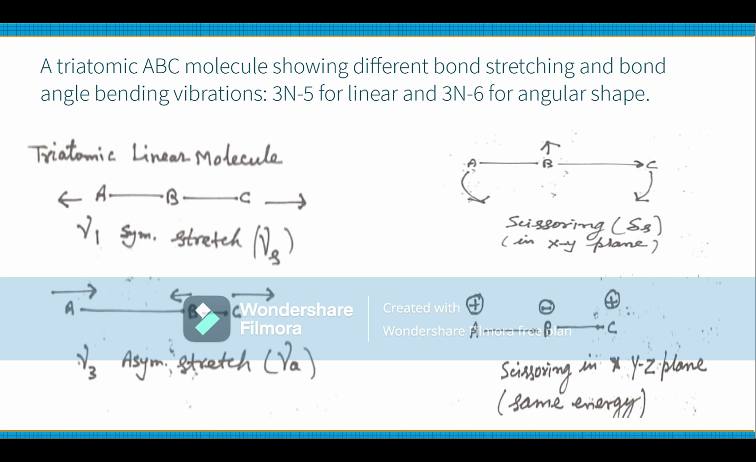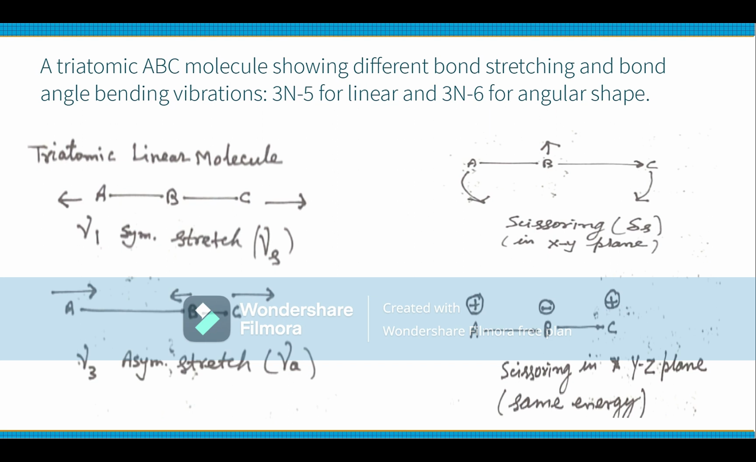Here you must note down, some of the authors use the symbol nu S for symmetric stretching and some other authors use the symbol nu 1 for this kind of mode. The anti-symmetric stretching is shown just below. Here A and B are coming closer while B and C are going farther. This is called anti-symmetric. The symbol here, some of the authors use nu A or nu 3.